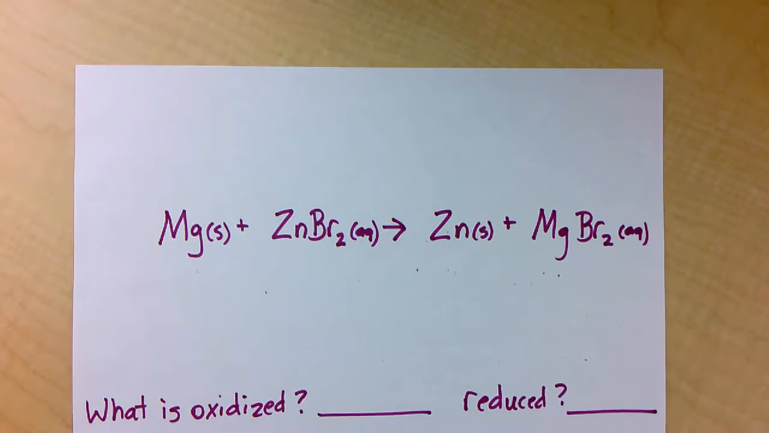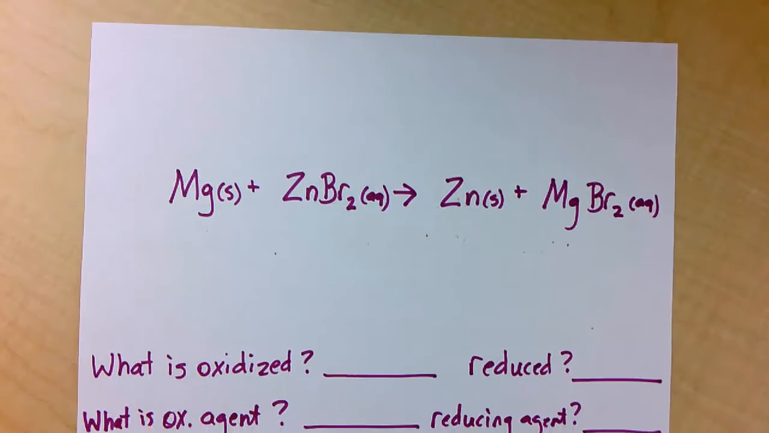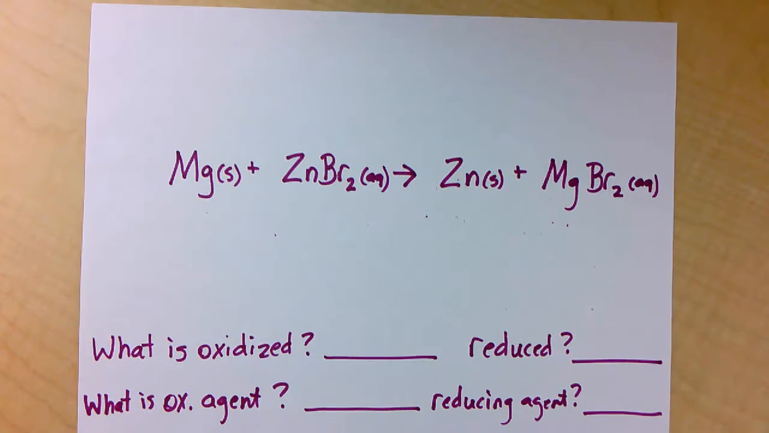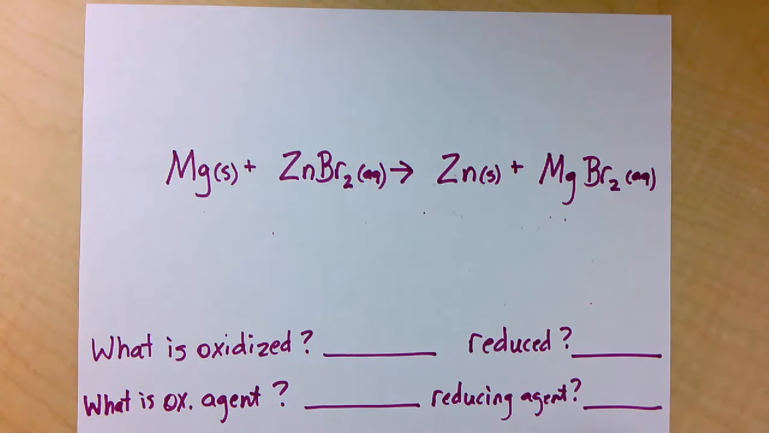Here's a typical redox reaction. Typically, you are asked 4 questions. What is oxidized? What is reduced? What is the oxidizing agent? What is the reducing agent? You can be asked any 4 of these questions, even on a multiple choice test. So we need to be able to answer them.